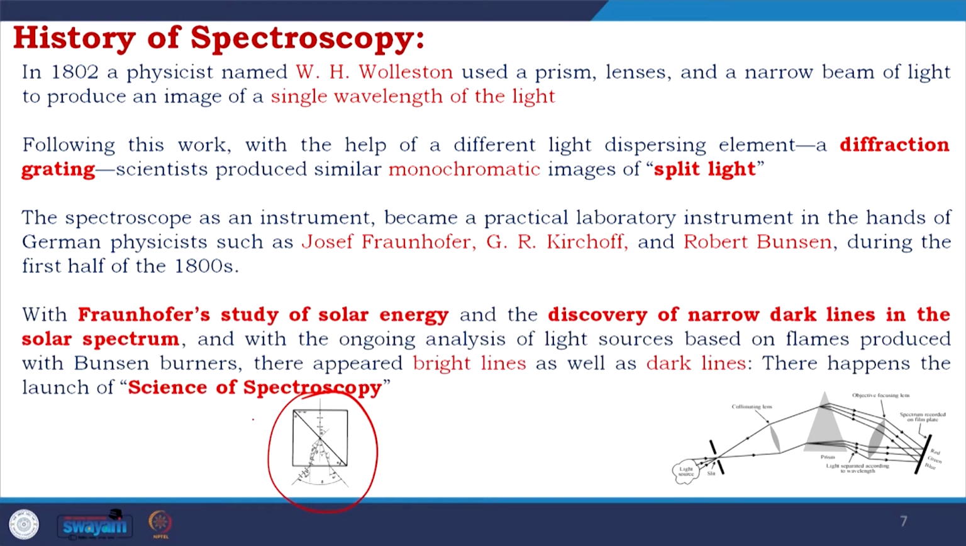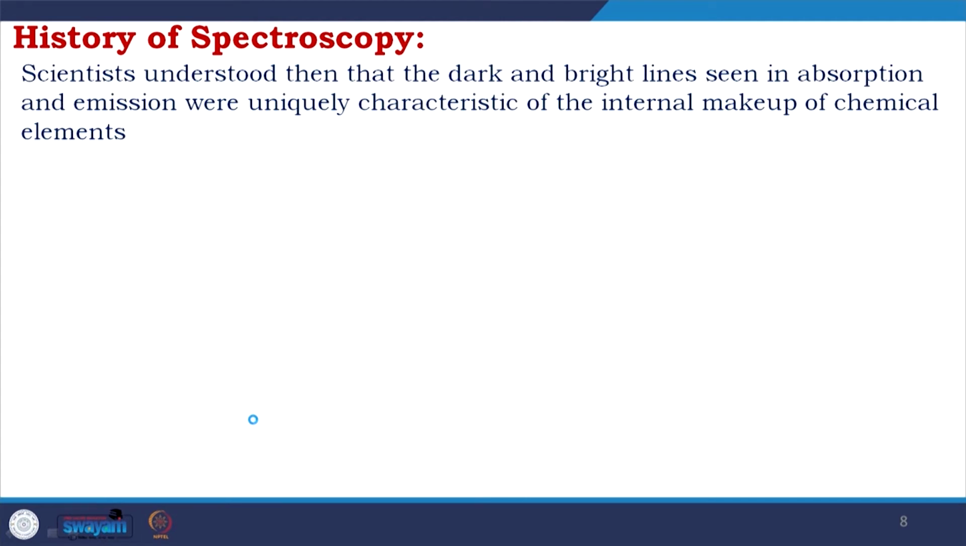As I told, Fraunhofer sounds very familiar because of the study of solar energy and the discovery of narrow dark lines in the solar spectrum, the Fraunhofer lines which we know. And with the ongoing analysis of light sources based on flames produced with Bunsen burners, there appeared bright lines as well as dark lines. There happens the launch of the science of spectroscopy. Scientists understood then that the dark and the bright lines seen in absorption and emission were uniquely characteristic of the internal makeup of chemical elements.